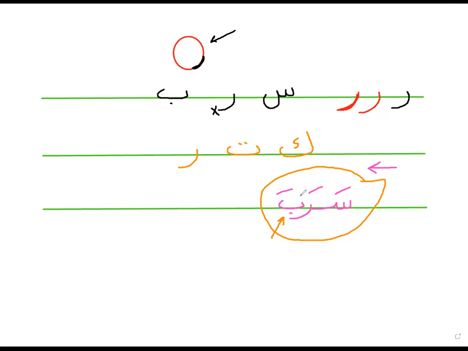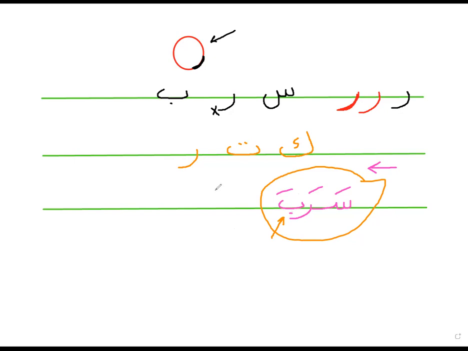Maybe if we think of it as a boat, the dot is like a fish in the sea under the boat, something like that, if you want to relate to it. But the dot is never on top, it's always under. So now I'll show you how to connect kaf, ta, and ra.